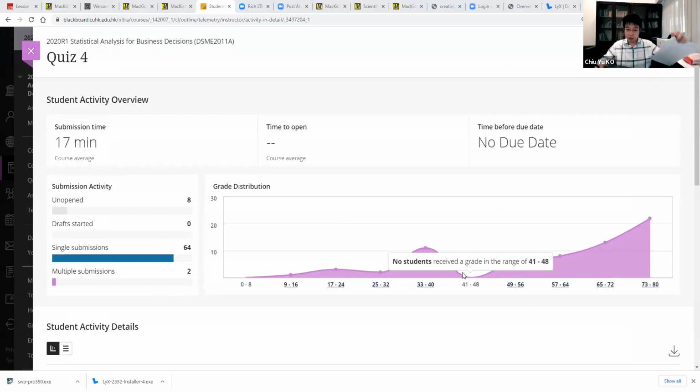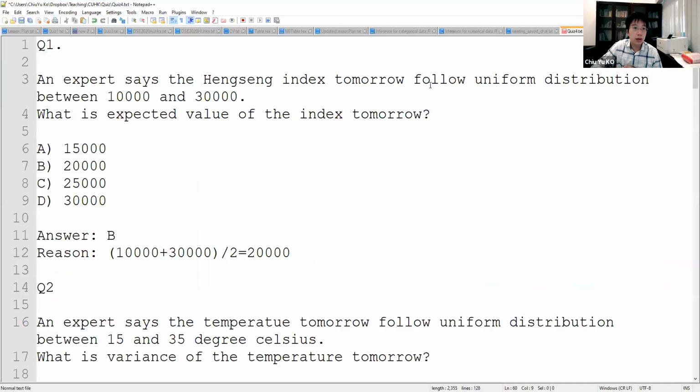I think there's a problem for question number 5, so that's why I give full credit for everyone for that. So the total mark is 18. So let's get started. You can see the distribution is okay. Let's get started with the questions.